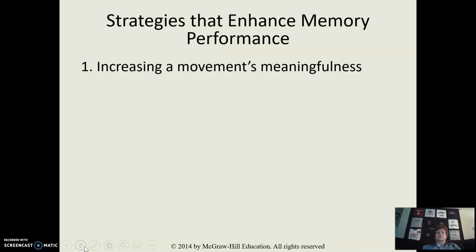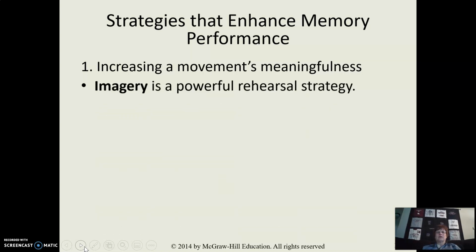So first of all, as we work with motor skill acquisition, anything we can do to increase a movement's meaningfulness will help in the memory process. Imagery is a very powerful rehearsal strategy, and as we use imagery, that again gives us a picture of the movement, so it gives meaning to the movement we're trying to replicate.